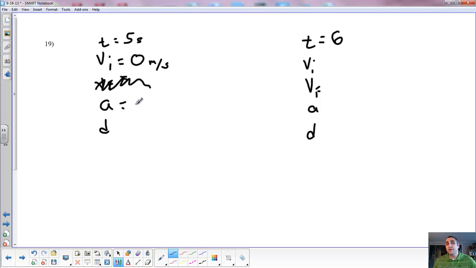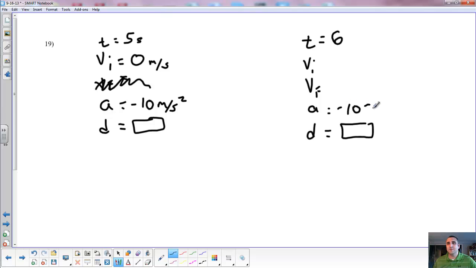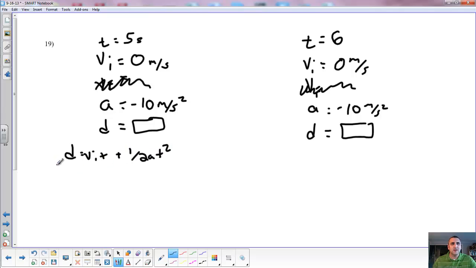If it's freely falling, though, we know it's a projectile, so the acceleration is going to be -10 meters per second squared. And the displacement is what we're looking for in both of these, so how far there and how far there. In both of these, you're going to use the equation D equals VIT plus 1/2 AT squared. And we're just going to be plugging and chugging.